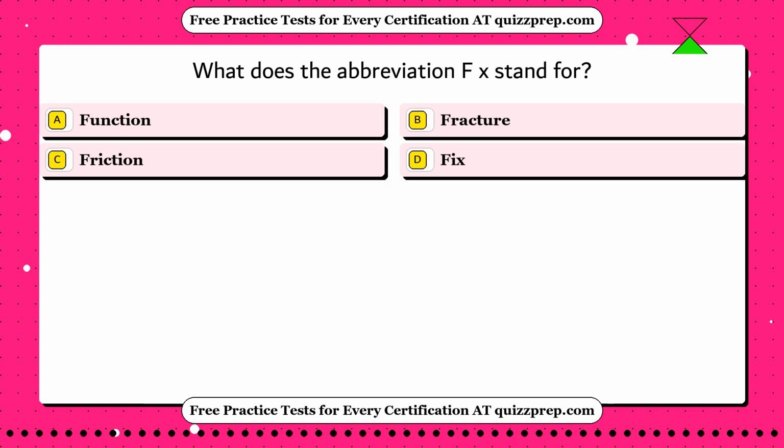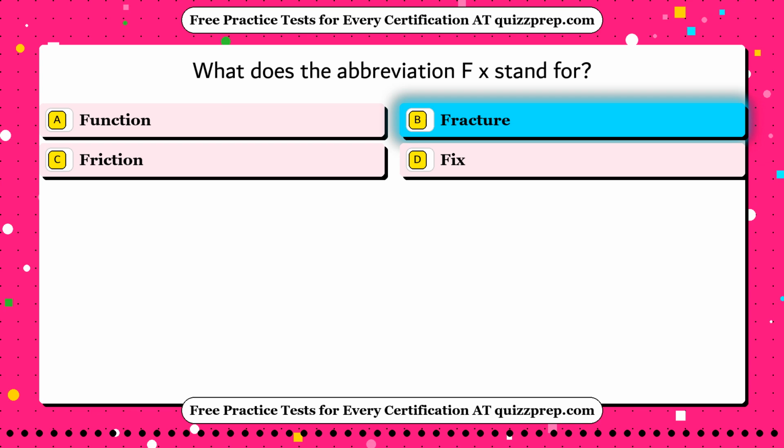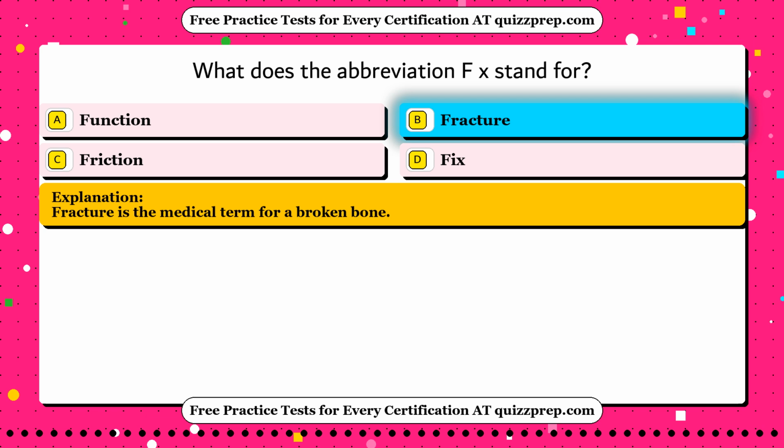Question 43. What does the abbreviation FX stand for? Option A, function. Option B, fracture. Option C, friction. Option D, fix. The correct answer is option B, fracture. Fracture is the medical term for a broken bone.